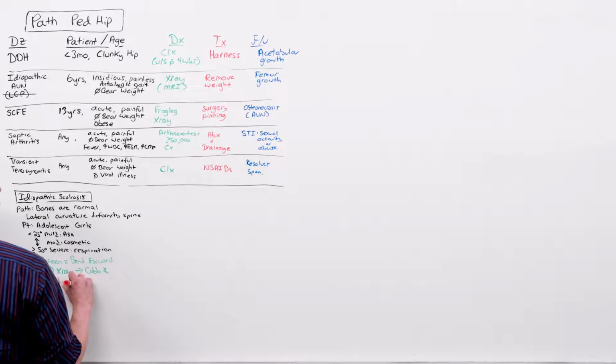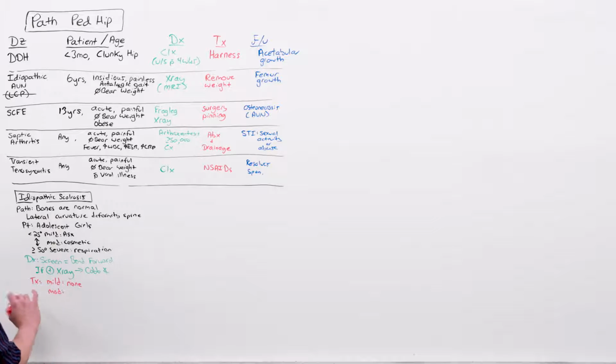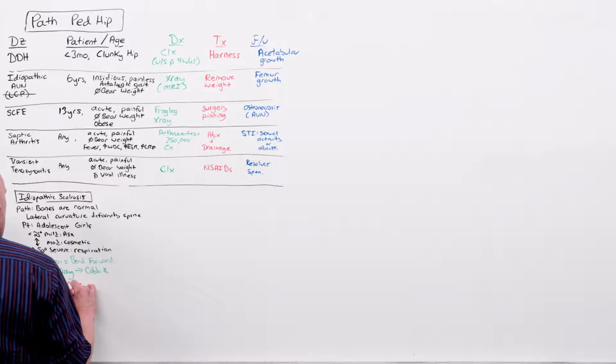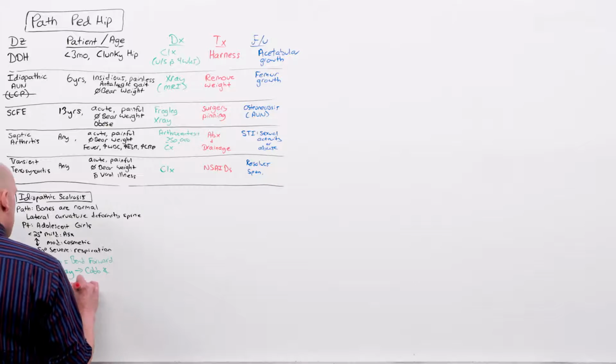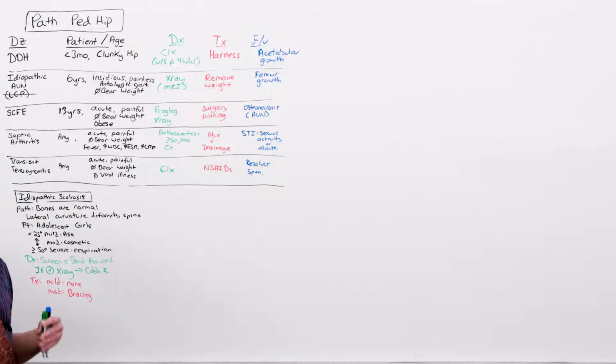Mild may need nothing. Moderate, usually not correction, but a prevention of worsening of the angle. That can be done with bracing. Bracing is under the arm, essentially full torso bracing, which is super awkward and uncomfortable. And for an adolescent girl, may not have such great compliance with this.